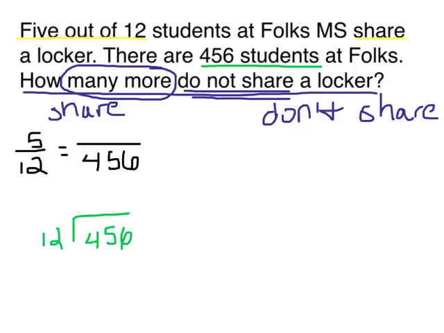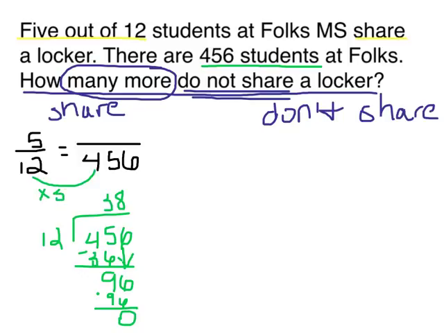12 goes into 45 3 times. 3 times 12 is 36. I subtract and I get 9. Bring down my 6. 96. 12 goes into 96 8 times. 8 times 12 is 96. I subtract and I get 0. So what this means is 12 times 38 gave me 456.